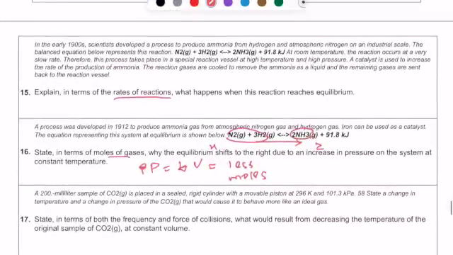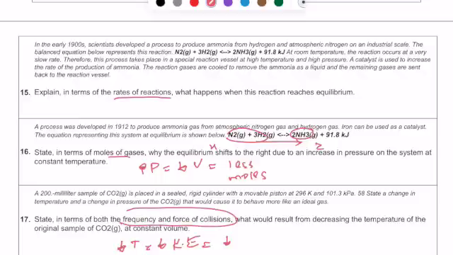So state in terms of both the frequency and forces of collisions, what would result from decreasing the temperature of the original sample at constant volume. So when we decrease the temperature, you can say that that decreases the average kinetic energy. So that means that decreases the frequency and the force of the effective collisions.